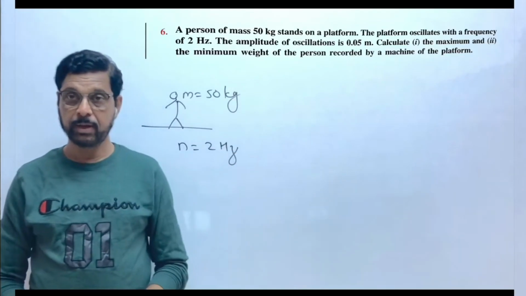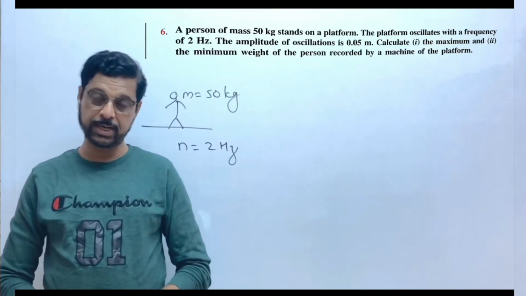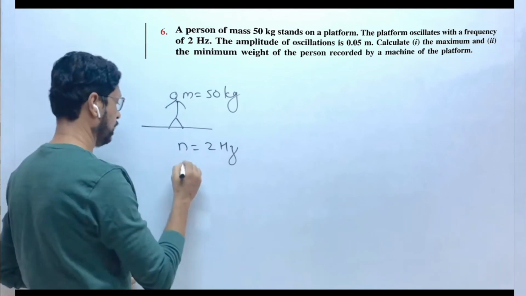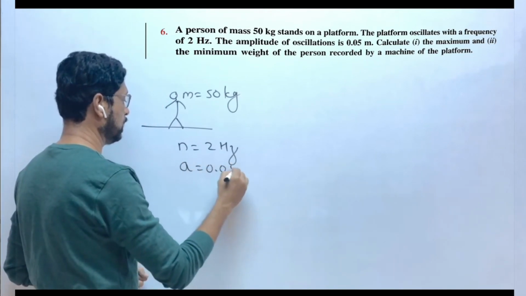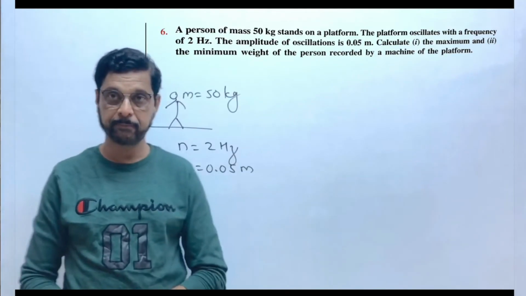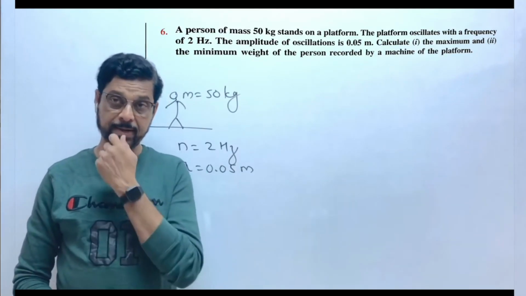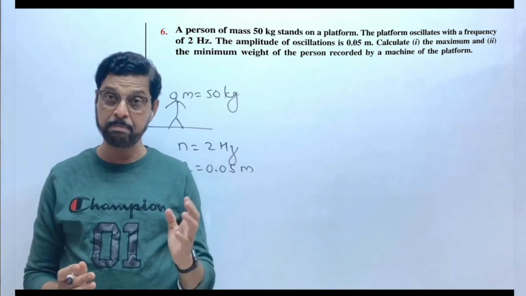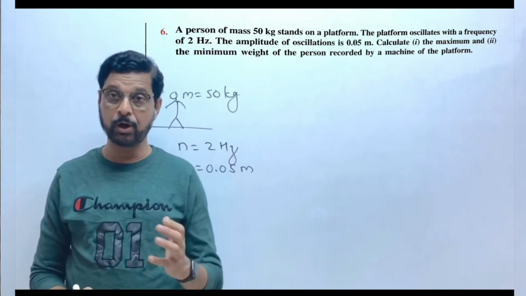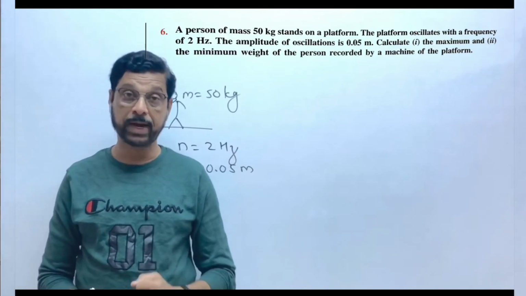The amplitude of oscillation A is 0.05 meter. Calculate the maximum and minimum weight of the person recorded by a machine on the platform.